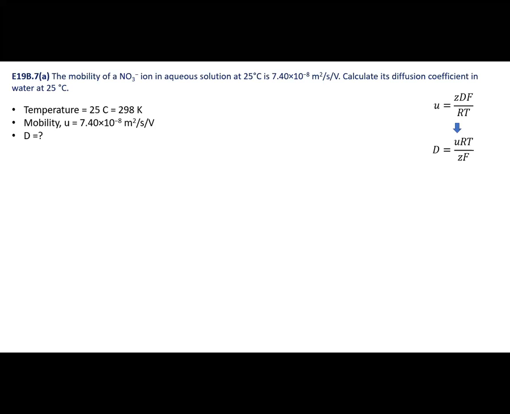Another simple question. The mobility of a nitrate ion in aqueous solution at 25 degrees Celsius is 7.4 times 10 power negative 8 meters square per second per volt. Calculate its diffusion coefficient in water at 25 degrees Celsius.